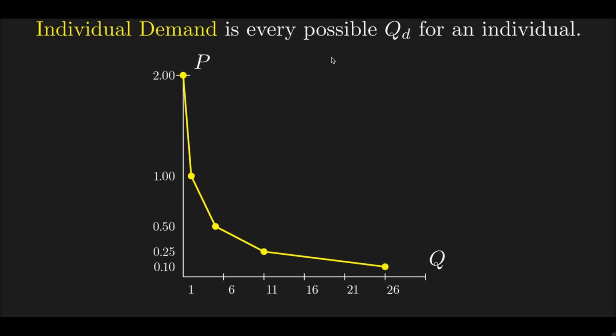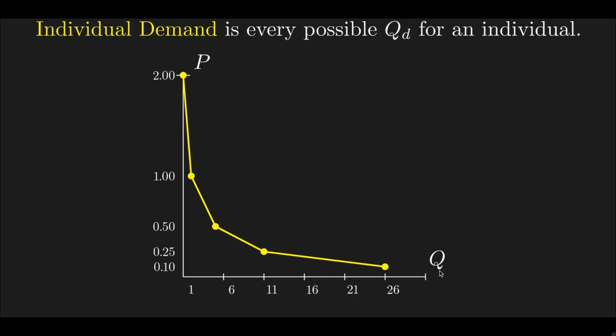Individual demand is every possible quantity demanded for an individual, which is this entire line. If we were to run through each one of the possible prices and ask Amanda Grace what her quantity demanded is, we could pick a bunch of points and represent them on this graph. One way we do this is by simply running a line, connect the dots style, through these different points. This entire yellow line represents her individual demand curve.